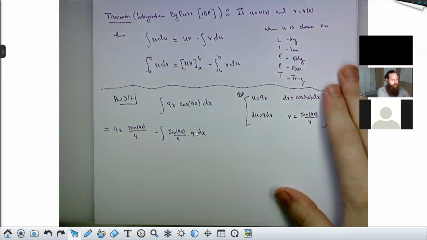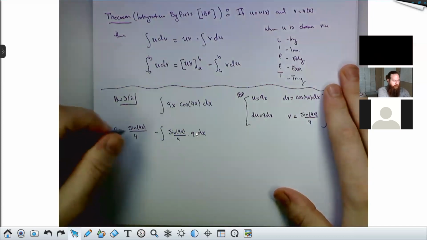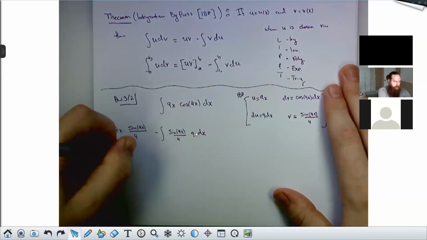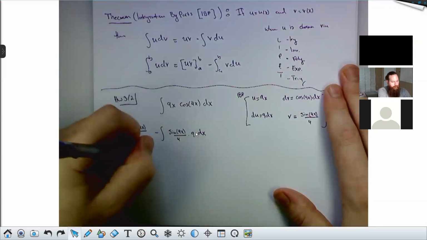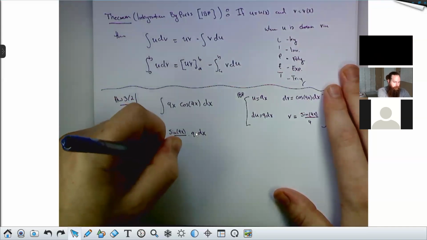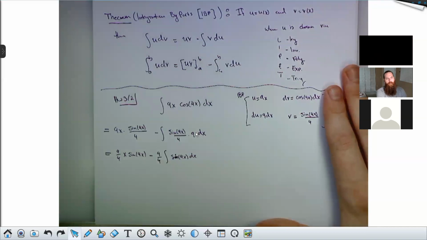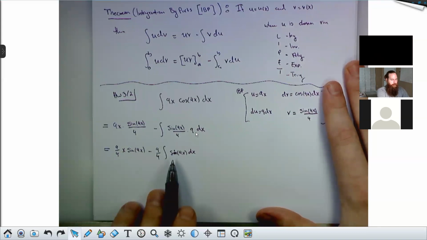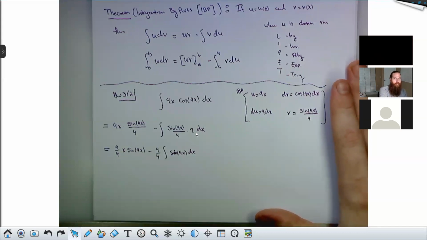So let's take care of these constants. 9x times sine 4x over 4, that's 9/4 x sine 4x. And here I can also pop a 9/4 out of the integral, and I'm just left with sine 4x dx. Sorry, I started to write secant there. That's sine. And the integral of sine 4x is not hard. This is another micro u sub. The integral of sine x is negative cos x. So the integral of sine 4x is going to be negative cos 4x over 4.